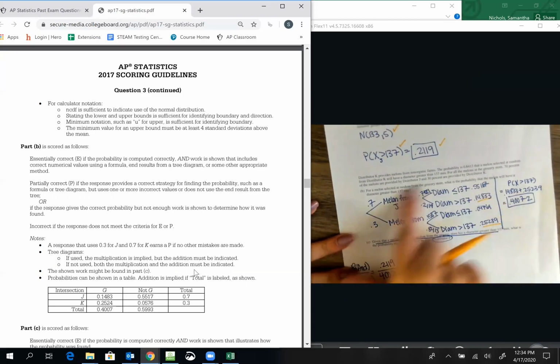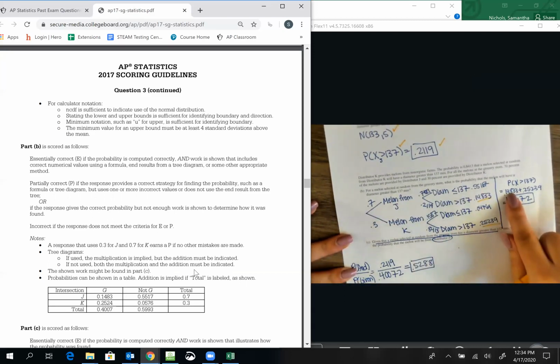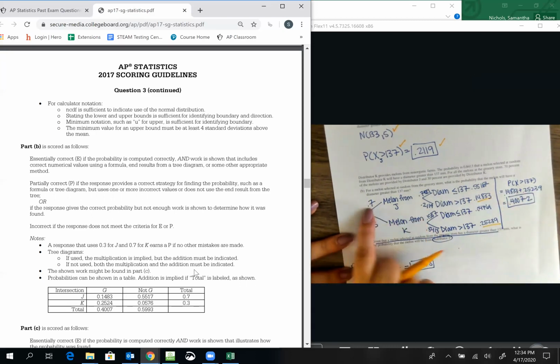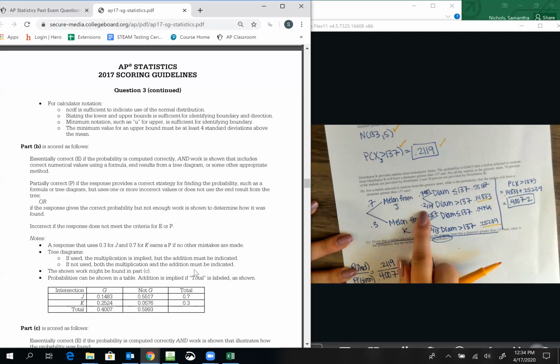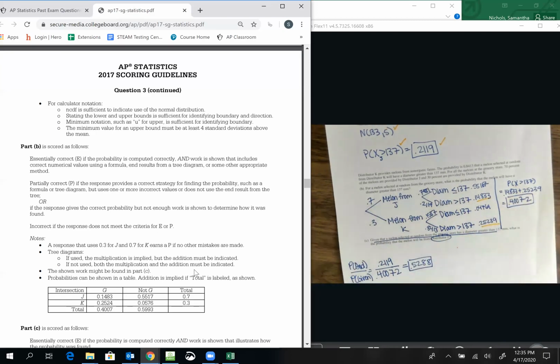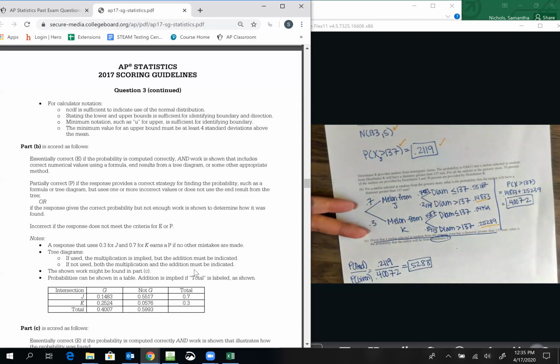But if you didn't show a tree diagram, you had to show the multiplication to get this number and this number. So you would have had to write 0.7 times 0.2119 plus 0.3 times 0.8413 equals 0.4007. So you would have had to show those steps. If you accidentally switch these two numbers, but then everything is correct going after that, you would get partially correct.